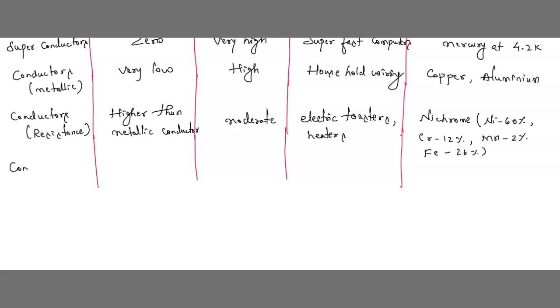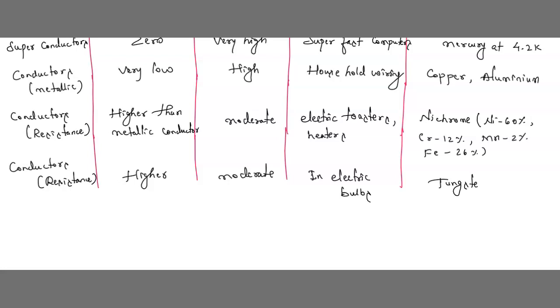So last, let me study one more conductor, where the resistance is higher, and then the current will be moderate. We use this in electric bulbs. Example: tungsten, symbol W. So these are some properties and uses of some materials.